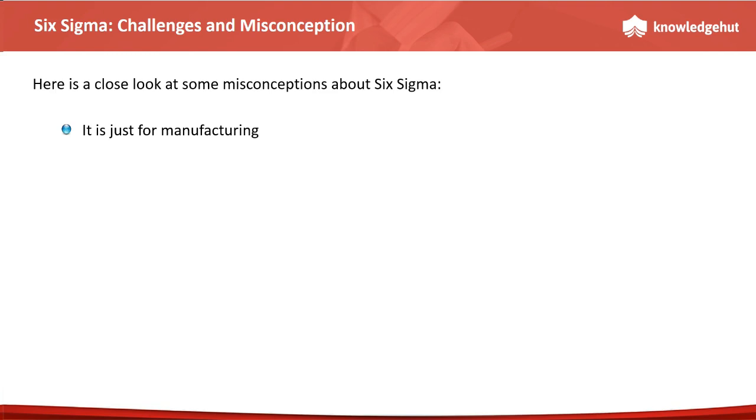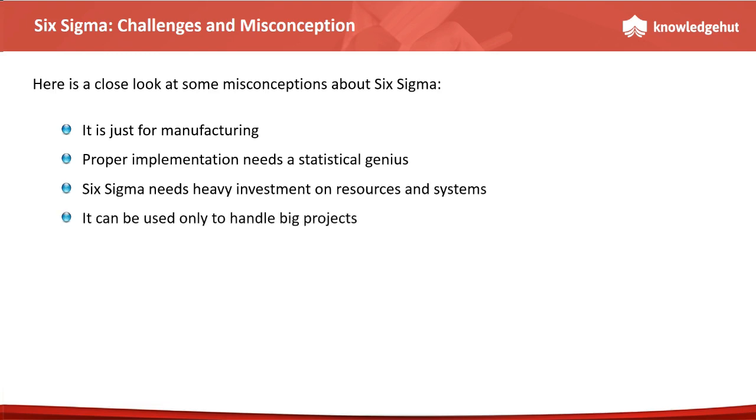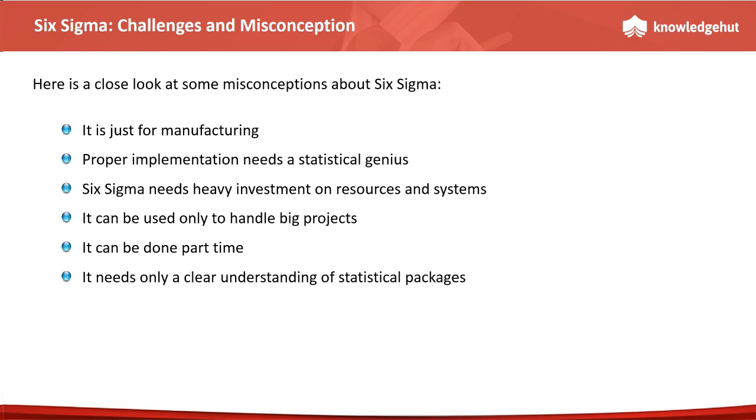There are other challenges, other misconceptions which we have, like proper implementation needs a statistical genius. Not at all. You just need to be well versed with the tools and techniques. Those tools and techniques can give you similar results. You need not be a statistical genius to read the results which we get in tools like Minitab, and bring on improvements. Of course, you still need to have out-of-the-box thinking to come up with the improvements in the process.